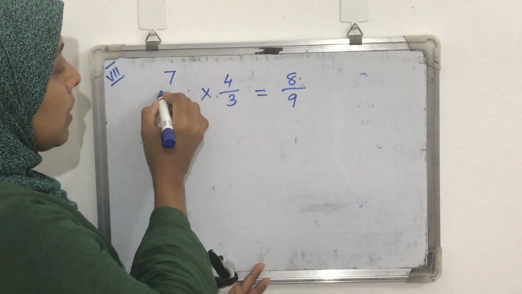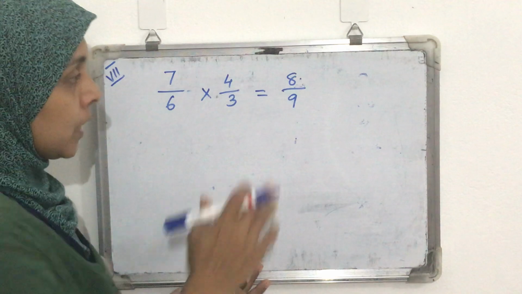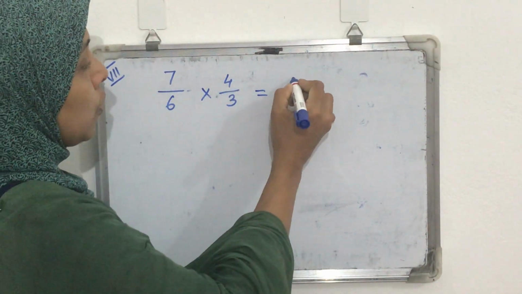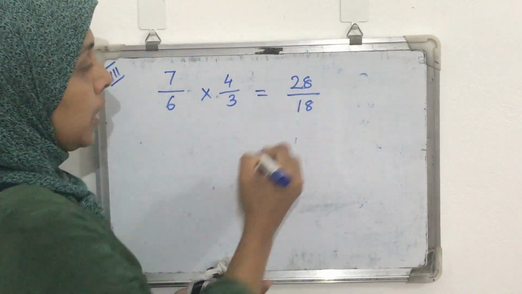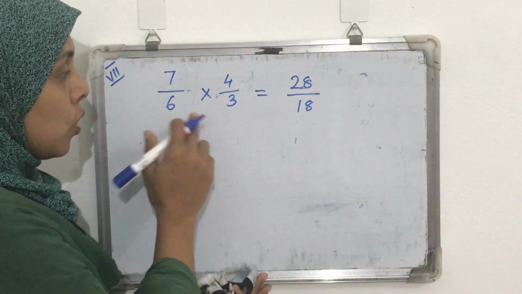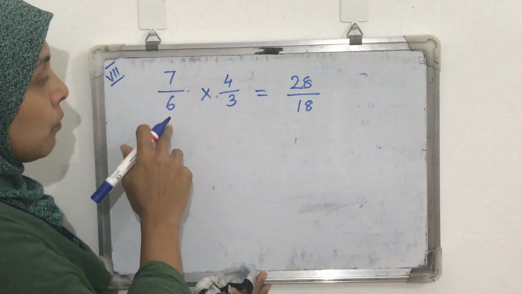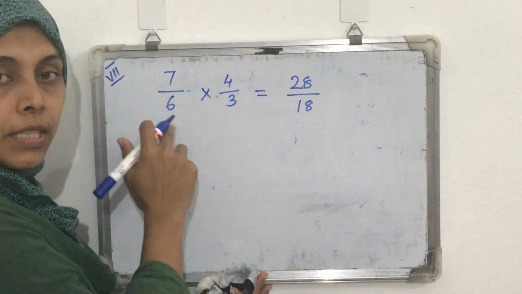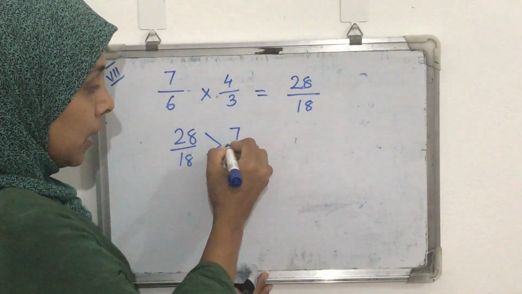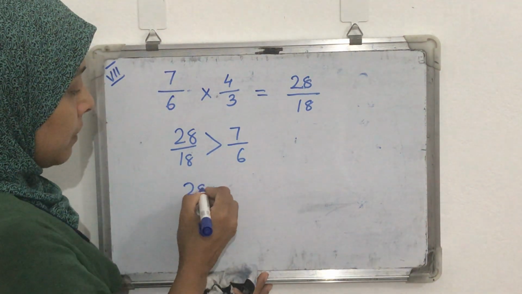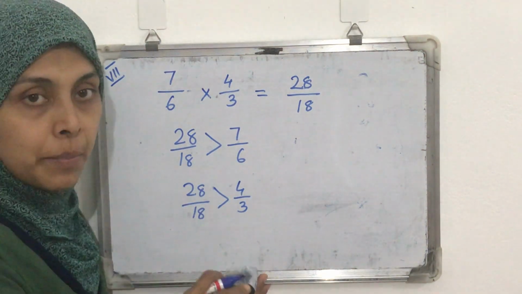Here is another example I took, 7 by 6. Now both fractions are improper fractions. Now their product: 7 into 4 is 28, by 6 into 3, 18. Now what can we say? The product of two improper fractions will be greater than both 7 by 6 and 4 by 3. So we write 28 by 18. That will be greater than 7 by 6, and also 28 by 18 will be greater than 4 by 3. These are the three main cases.